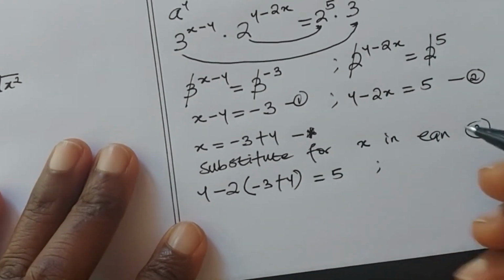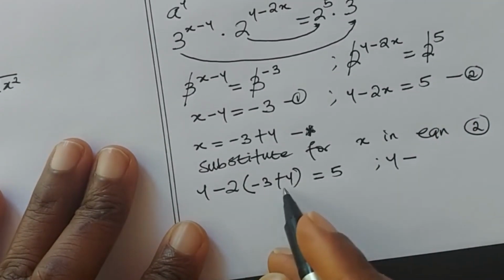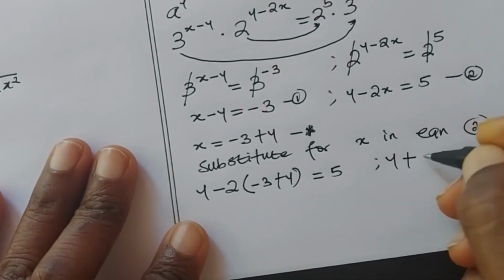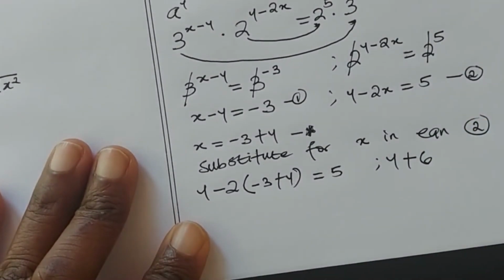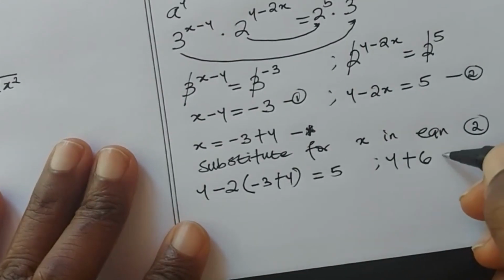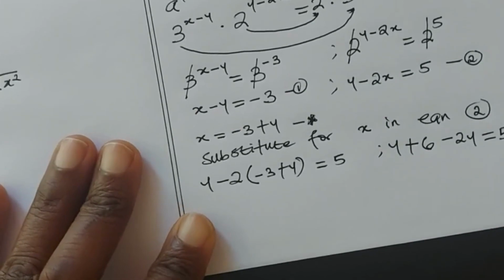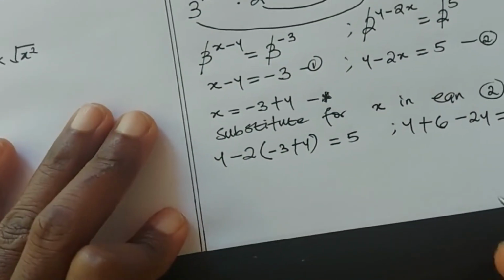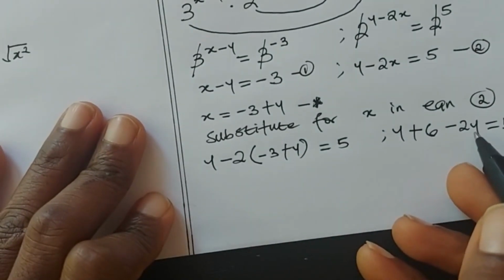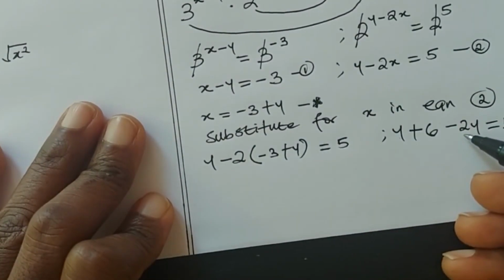I can move on and say y minus, now, minus 2, we open this bracket. So minus 2 times minus 3 will give me plus 6. Okay? Minus 2 times plus y will give me minus 2y, and that is equal to what? 5. All right, so let's keep going then. Now, we're almost done, actually. Now, y minus 2y is going to give me minus y. So you collect like terms, right? So y minus 2y is going to give me minus y.